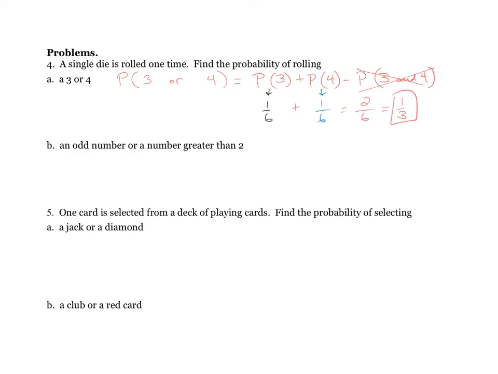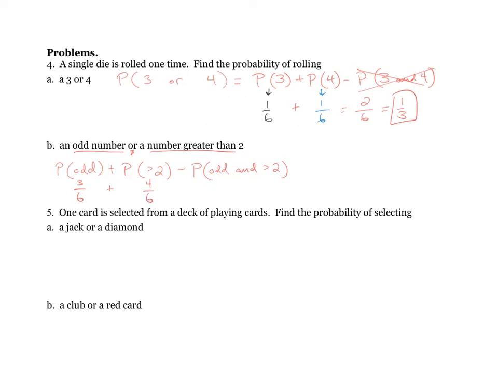So the next example here, an odd number or a number greater than 2. So we're trying to find the probability of odd plus the probability of numbers that are greater than 2 and subtract the probability of being odd and greater than 2. So let's see, odd numbers when you're rolling a die, 1, 3, and 5. So there are 3 possible outcomes out of 6. Numbers that are greater than 2 would be 3, 4, 5, and 6. That's 4 out of 6.